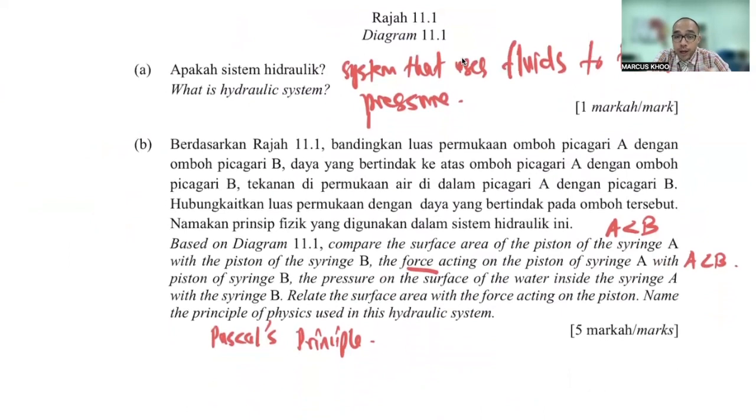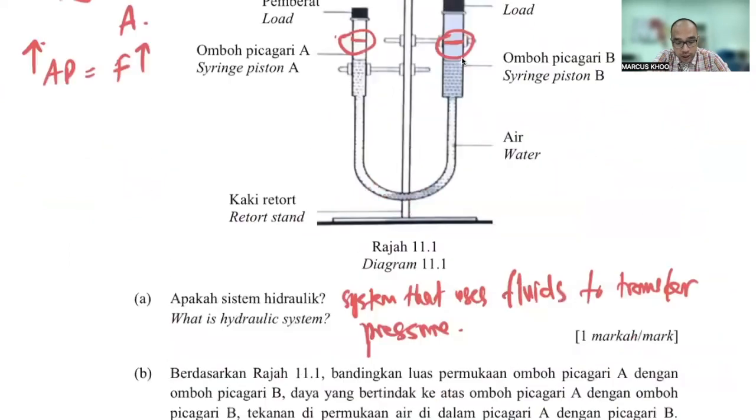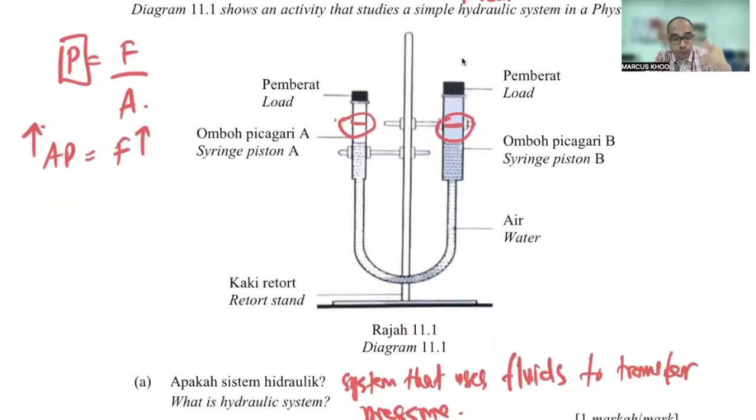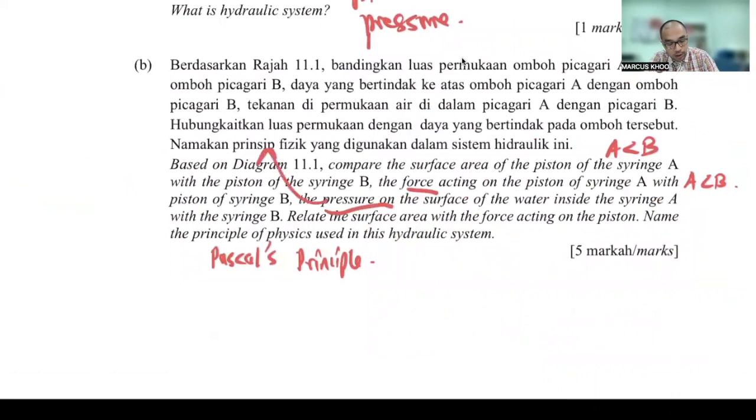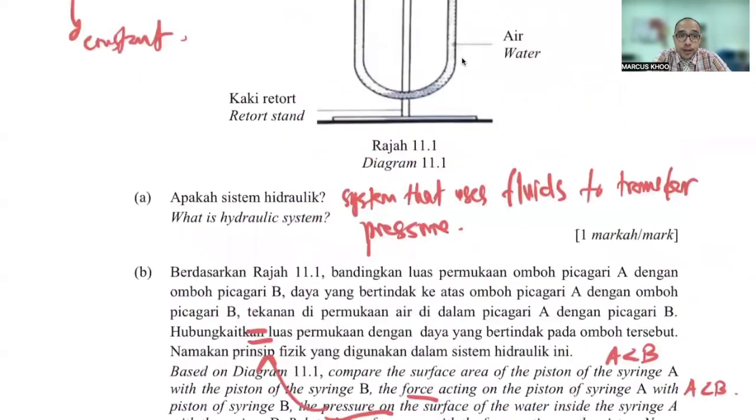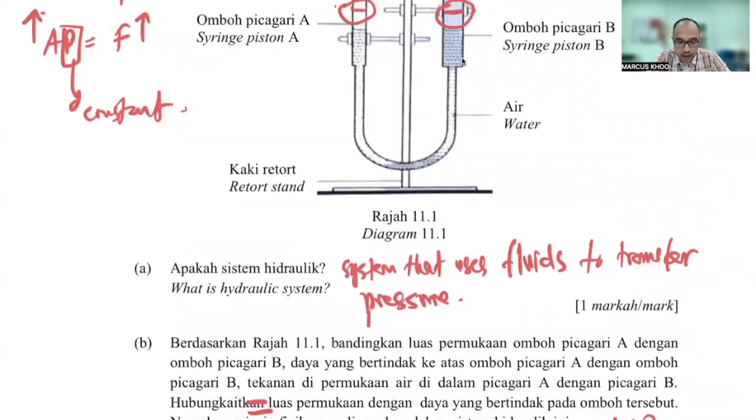The third, pressure on the surface of the water with syringe A and syringe B. Now remember, in Pascal's principle, pressure is constant. So the pressure doesn't change, but the force changes. So the pressure in this case will be equal. Now relate the surface area with the force. We've already done this. The bigger the surface area, the bigger the force. Surface area comes first and then the force. So there you have it. The 5 marks are there.